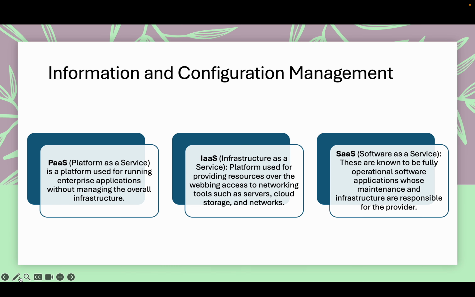Information and configuration management. What's really nice about this is that different tools and platforms can be used regarding the preference and configuration of the organization and the company. Based upon this, there are three types of services which we use: platform as a service, infrastructure as a service, and software as a service. Platform as a service is a platform used for running enterprise applications without managing the overall infrastructure. Different platforms could be used, like Microsoft Azure, for example.